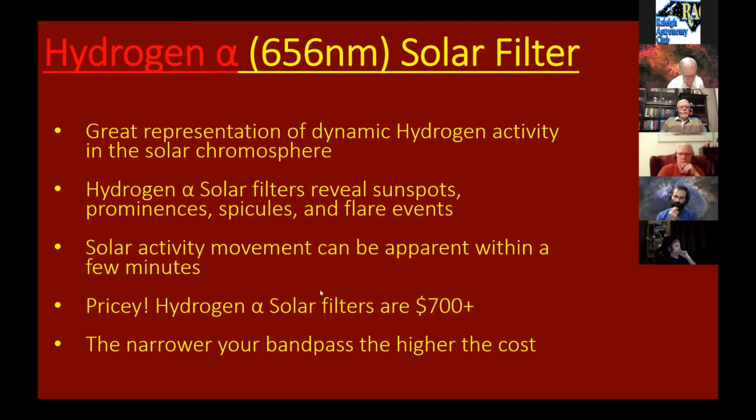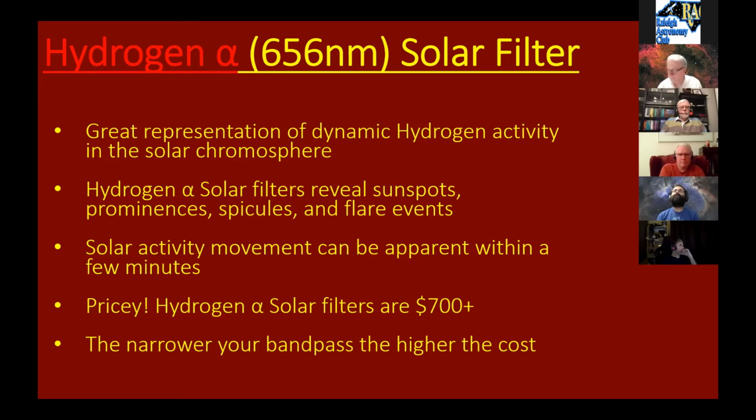As I was saying earlier about the narrowband filters you use for nebulae, a hydrogen alpha filter for solar is incredibly narrow, and just like the nebula filters, the narrower the bandpass of the 656 nanometer hydrogen alpha line, the higher the cost. The one I have is 0.7, not nanometers, 0.7 angstroms. Angstroms are a tenth of a nanometer.